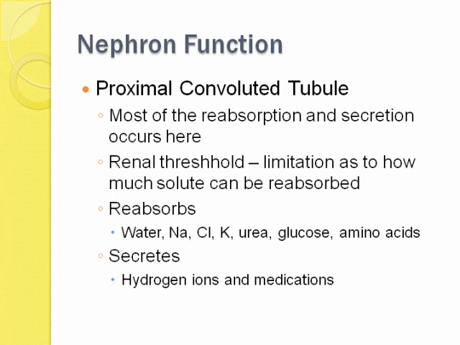The proximal convoluted tubule, this is where most of the reabsorption and secretion occurs. There is a renal threshold here. What that means is there is a limitation as to how much solute can be reabsorbed. In the proximal convoluted tubule, water, sodium, chloride, potassium, urea, glucose, and amino acids all get reabsorbed. Hydrogen ions and medications will be secreted here.